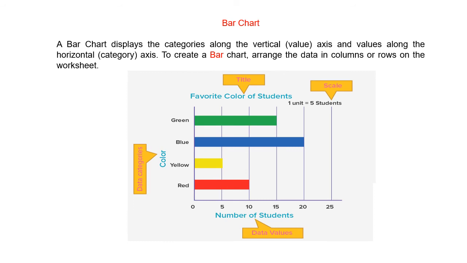Next is your bar chart. A bar chart displays category along the vertical axis and values along the horizontal axis. This is the main difference between bar chart and column chart. It looks similar, but the difference is in how values are plotted.